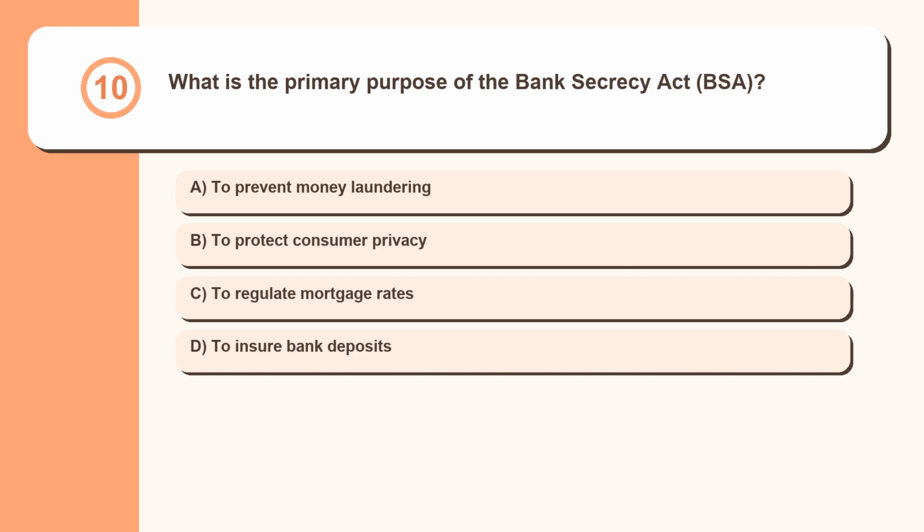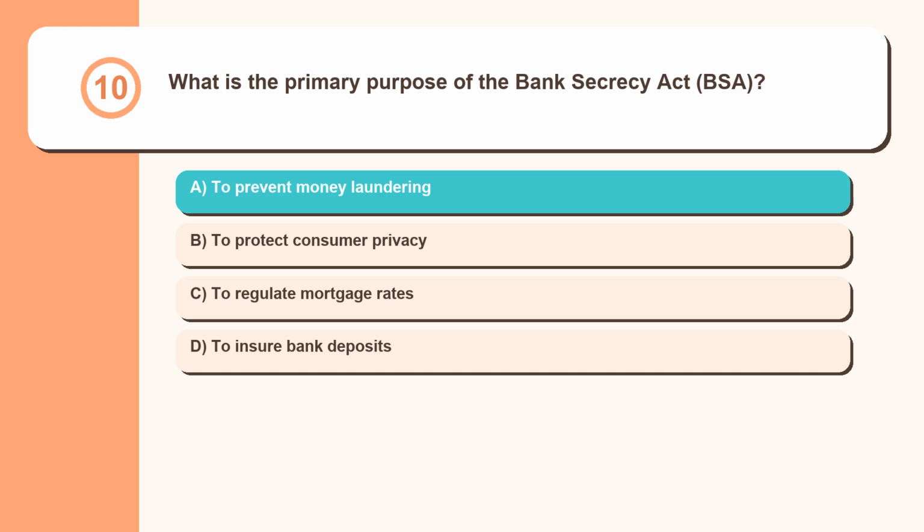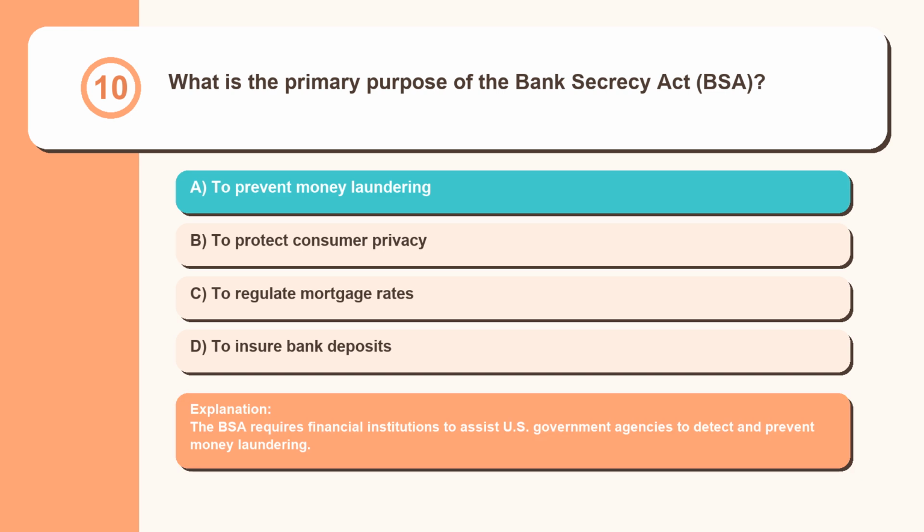Question 10. What is the primary purpose of the Bank Secrecy Act, BSA? To prevent money laundering, to protect consumer privacy, to regulate mortgage rates, to ensure bank deposits. The BSA requires financial institutions to assist U.S. government agencies to detect and prevent money laundering.